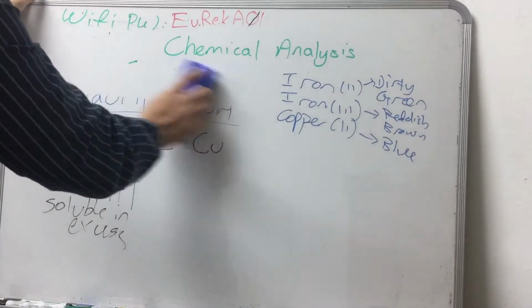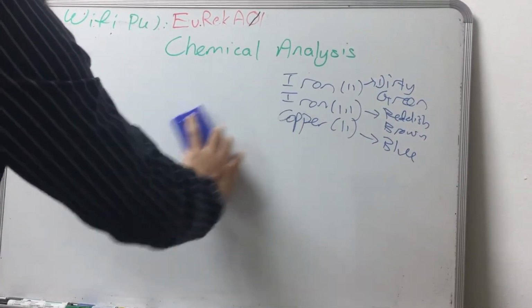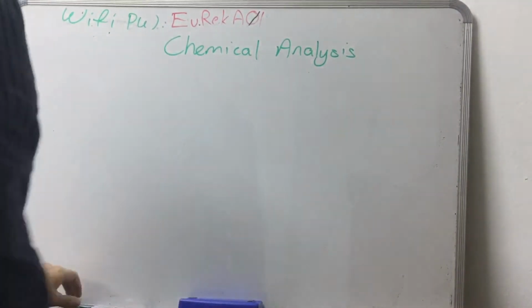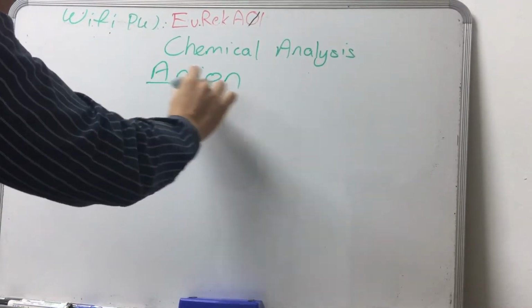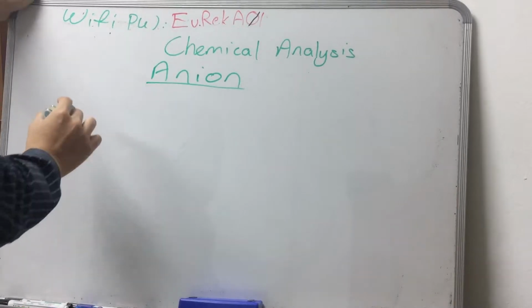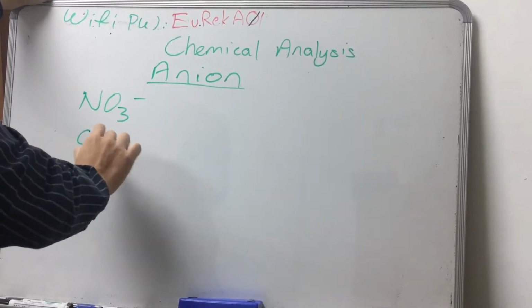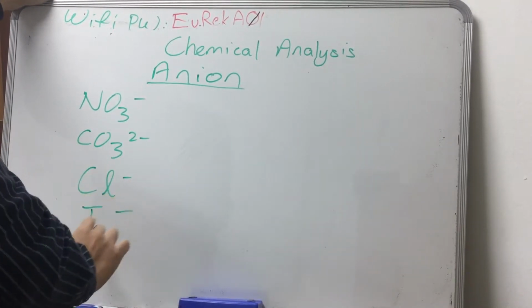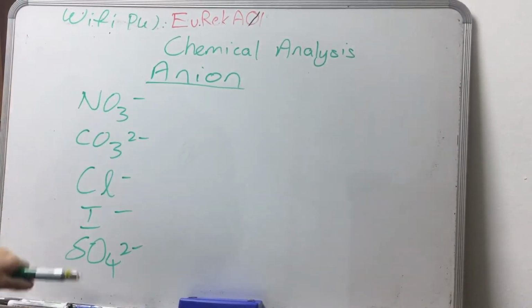Alright, moving on, we go to the anion test, which is the test for negative ions. What are the 5 anions that you need to know? They are your nitrates, carbonates, chloride, iodide, and sulfates. They are quite easy to remember.